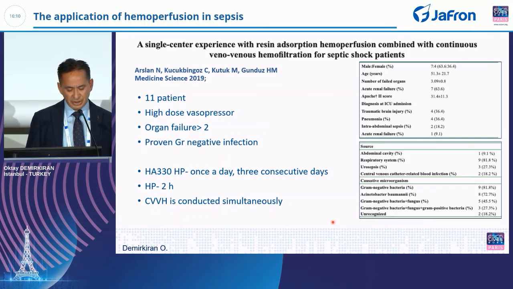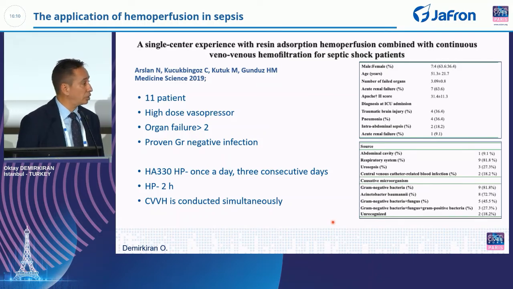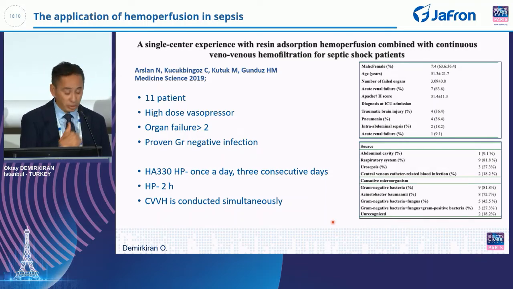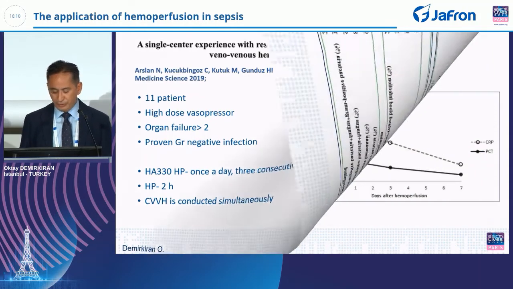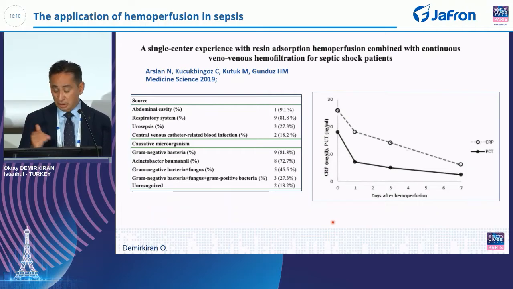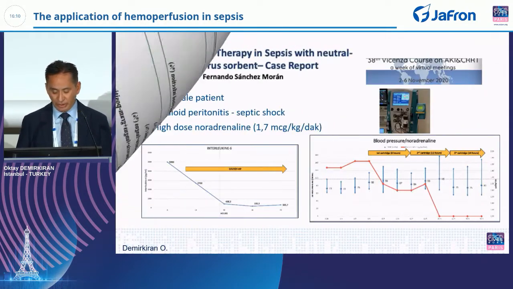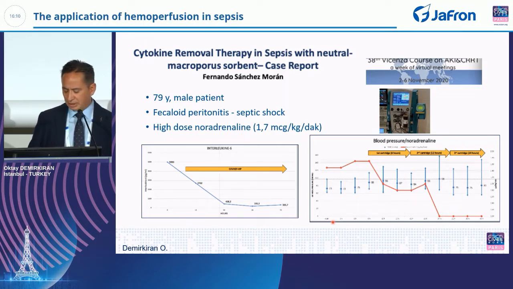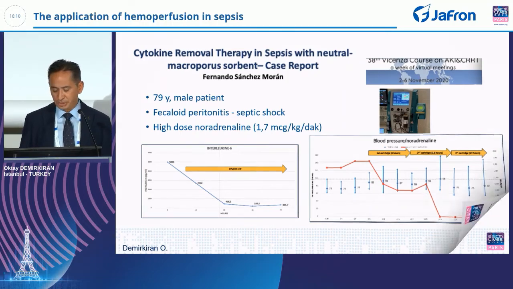This is another study from Turkey, the first study in Turkey, 2019. They used it in 11 patients with high-dose vasopressor requirements, and they found that in the hemoperfusion group the CRP and procalcitonin levels decreased. This is another case report of a 78-year-old male patient with fecal peritonitis in septic shock. In this patient, they saw that noradrenaline use decreased and blood pressure increased.